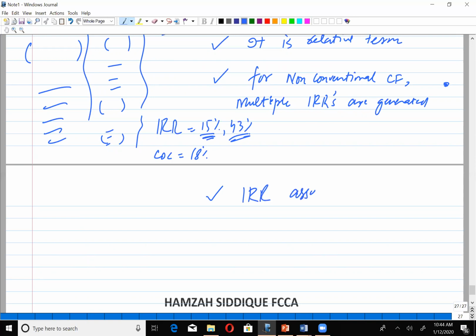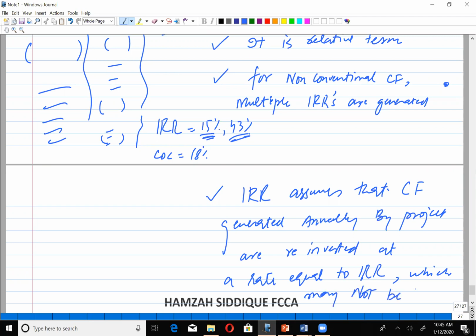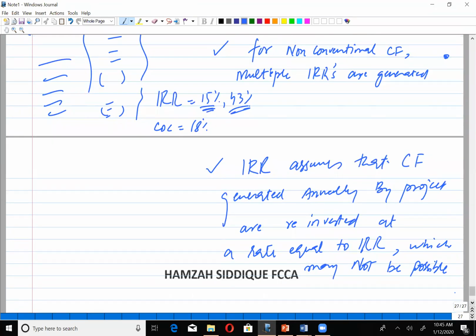IRR assumes that cash flows generated annually by the project are reinvested at a rate equal to IRR, which may not be possible if the IRR of the project is too high. Note it down, then I'll explain.